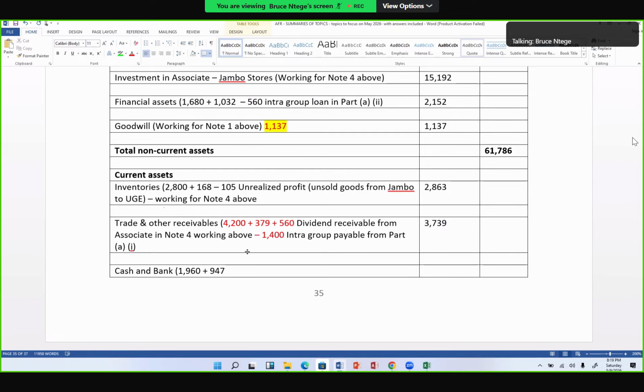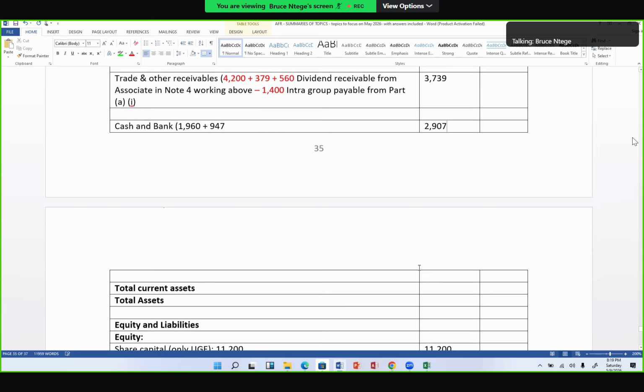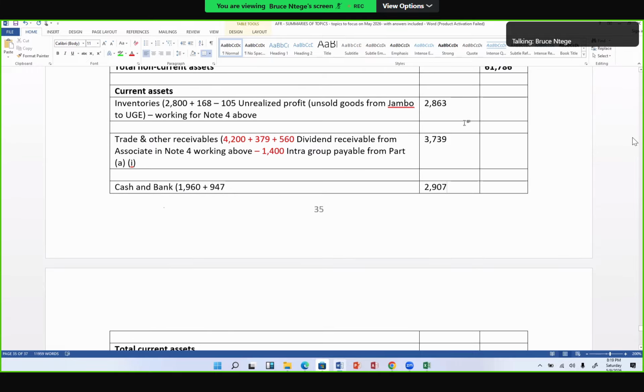If people can check so that we all pick the right figures, so that you tell me in advance. Okay. Then cash and bank, I just have these two figures, 1960 plus 947. So I have a 2907. Again, people can double check. 2907.